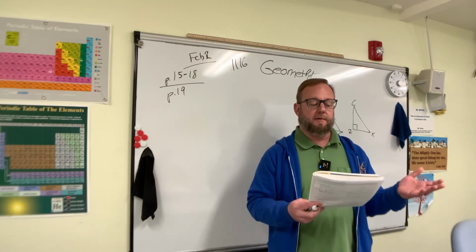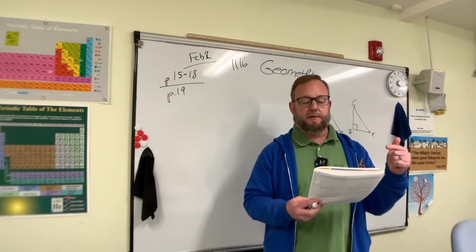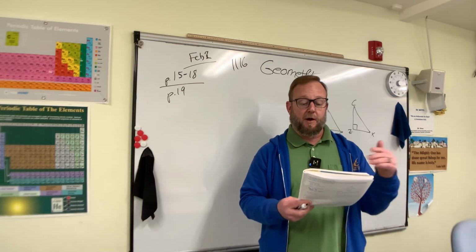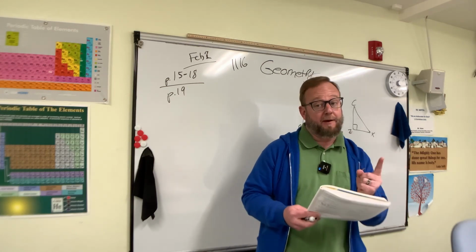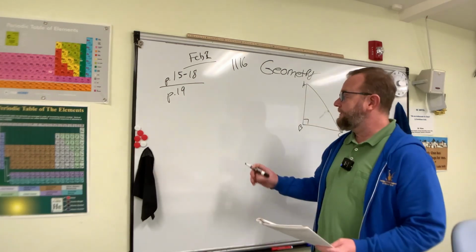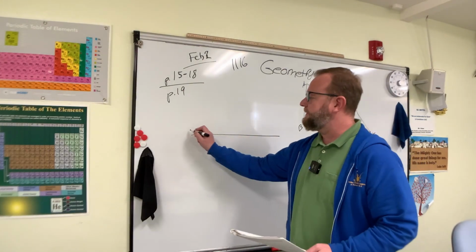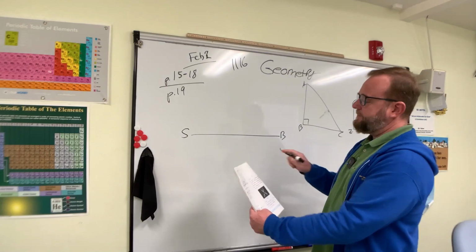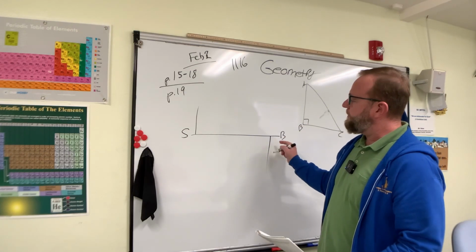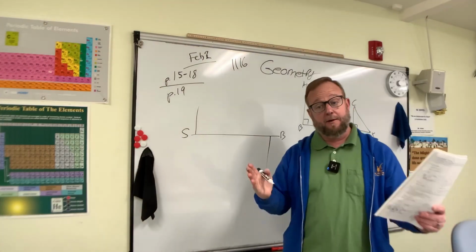Well, what do you know about perpendicular lines? If AB is perpendicular to BS, and RS is also perpendicular to the same line, what do you know about those two lines? So break it down in this way. I've got a line, SB, and I've got this line here and this line here. These are perpendicular, so with respect to each other, they would be parallel lines.